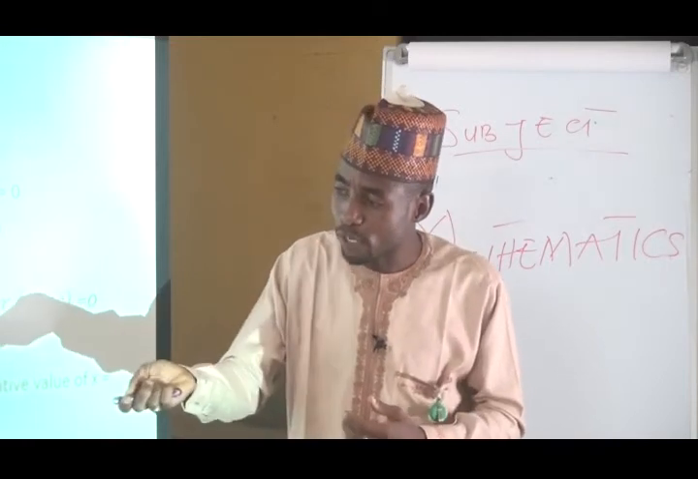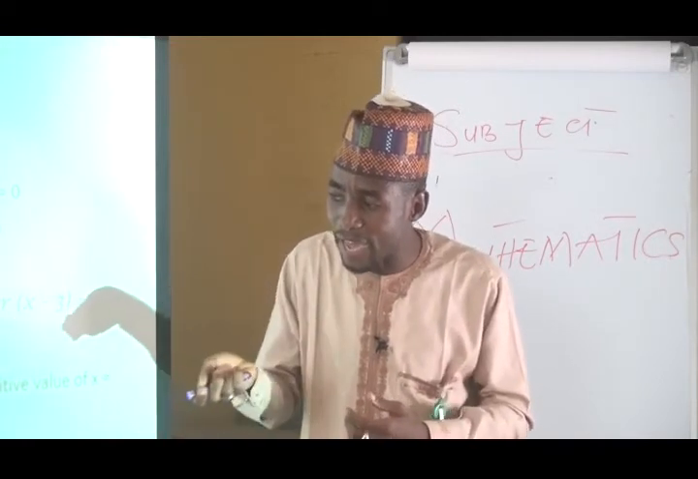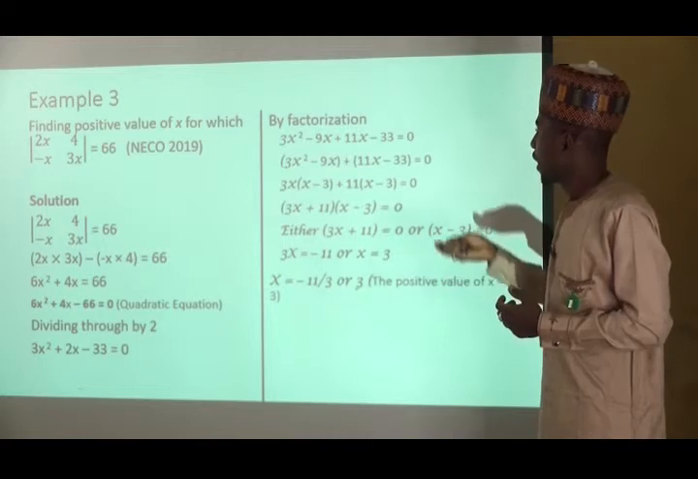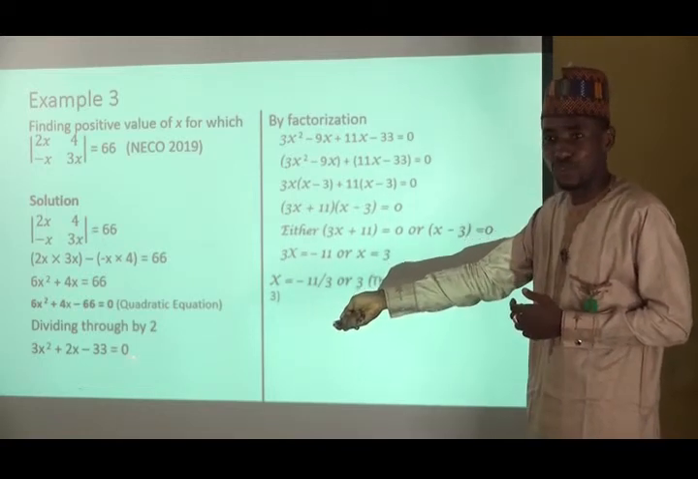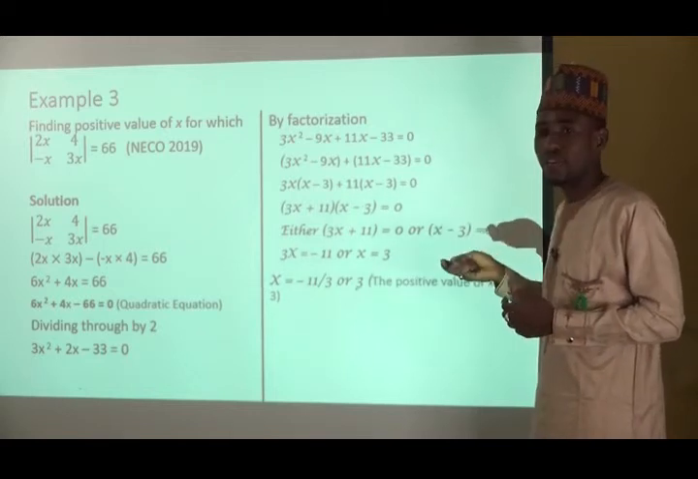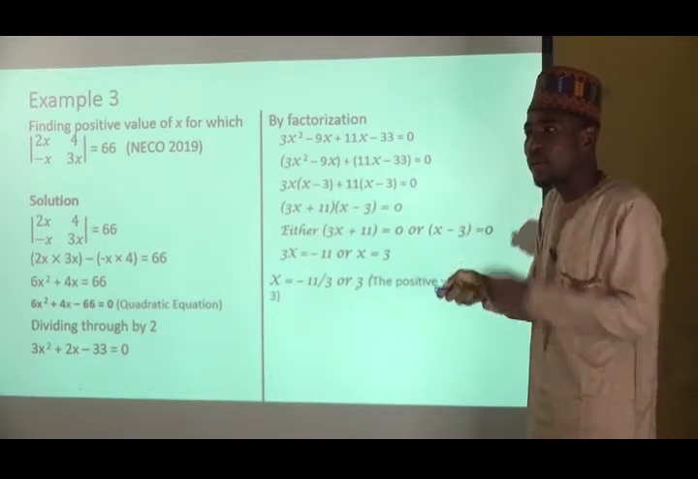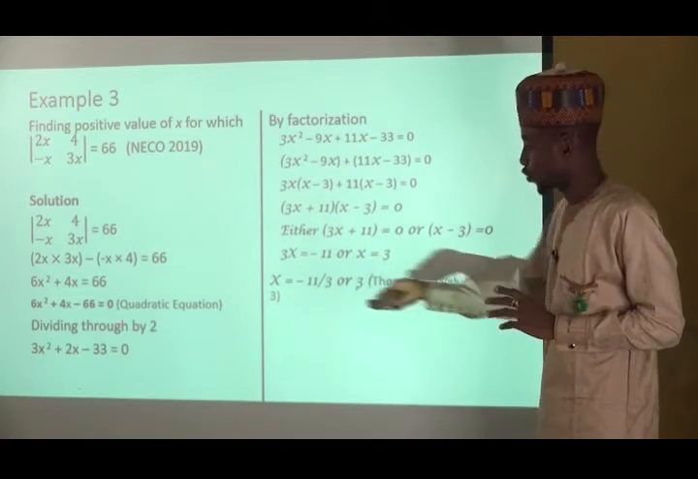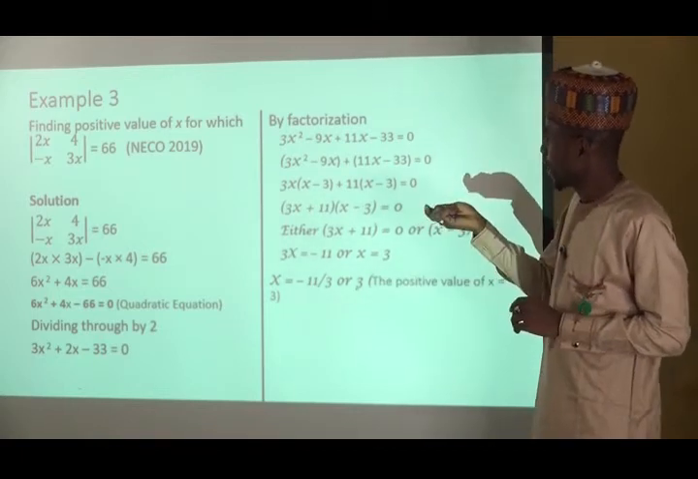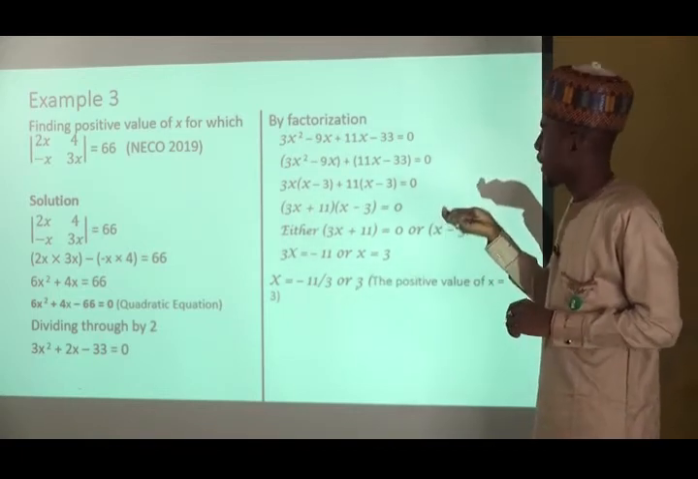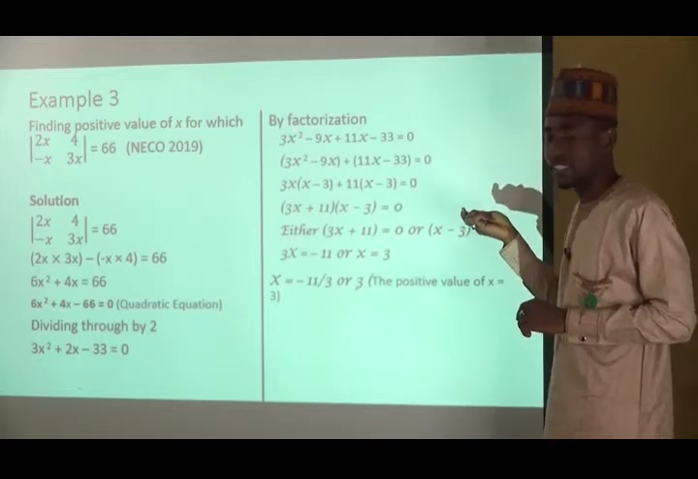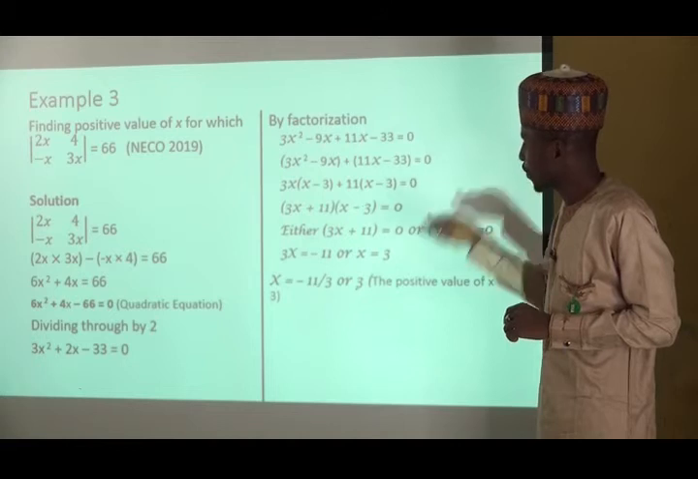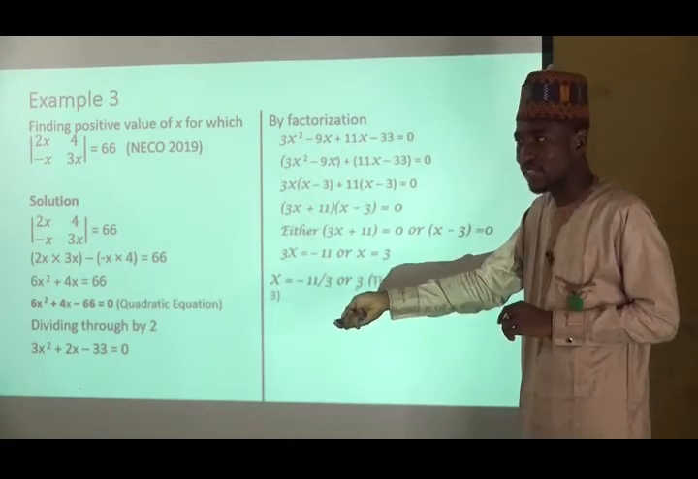That is the multiplication, the product of 3 and minus 33. Minus 9 plus 11 will give you the middle term, which is 2, because minus 9 plus 11 is the same thing as 11 minus 9, which is 2. So here we have 3x squared minus 9x plus 11x minus 33. Minus 9x plus 11x is plus 2x. That is the middle term.